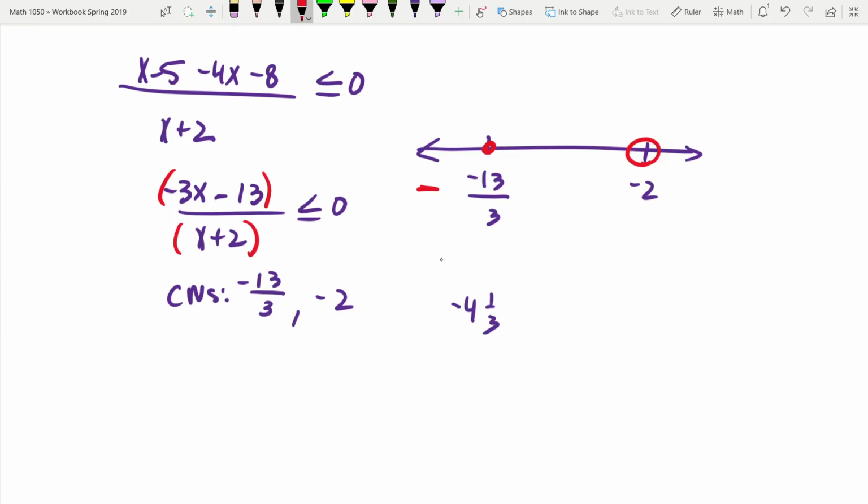You guys, this is raised to the first and this is raised to the first. They have no even powers, so I know my signs are going to alternate. Negative, positive, negative. I'm looking for where it's less than 0. That would be negative, so it's here and here.